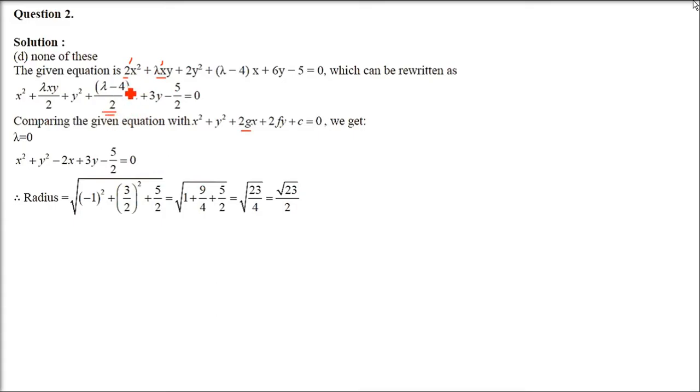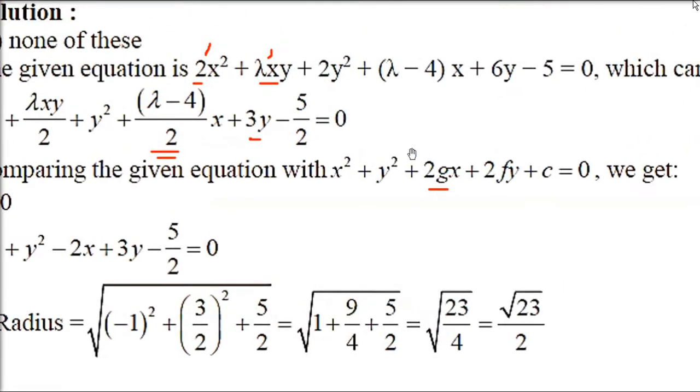I am emphasizing here because other questions which are coming also require you to know this. So here 2gx, if you compare with lambda minus 4 by 2x, you will get this g, and similarly with 3y, compare it with 2fy. But first thing first, lambda xy is not there. If you see, xy are the variables, so the only logic left is lambda has to be 0, because lambda xy is not in the equation of the circle. We cannot remove xy because xy are variables. Lambda is the constant. So we can conclude here that lambda is 0.